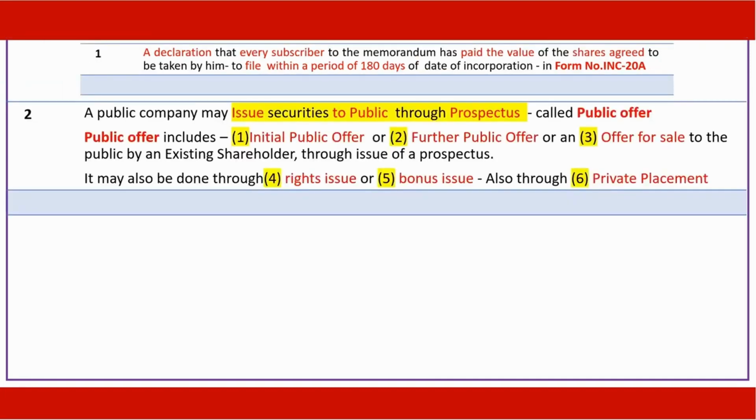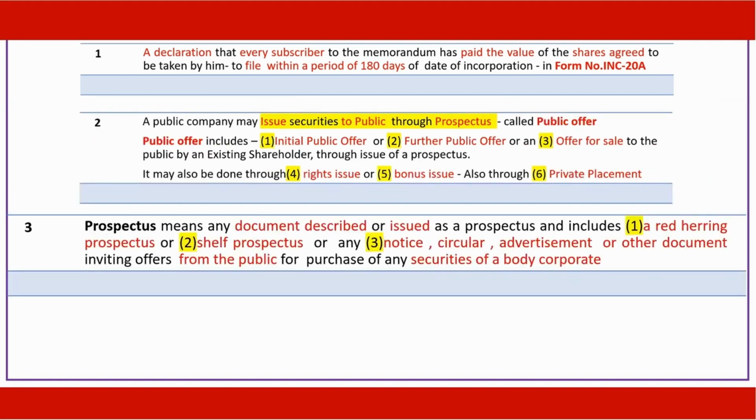When a public company issues securities to the public through a prospectus, it is called a public offer. It can take 6 forms. It can be an initial public offer or a further public offer, IPO, FPO, or offer for sale from an existing shareholder, and it can be a rights issue, a bonus issue, or private placement. It is through issue of a prospectus.